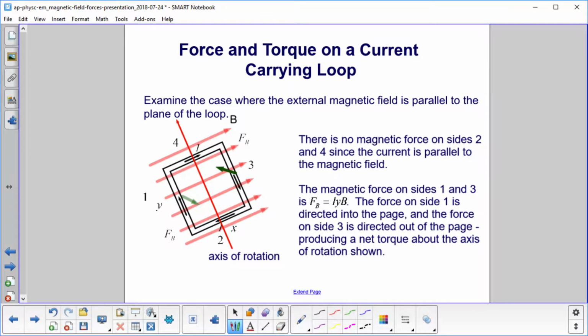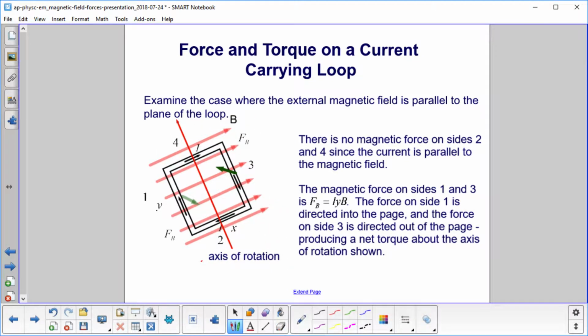Now let's take a case where the magnetic field is parallel to the plane of the loop. So we've got our magnetic field going this way. You can see B there. And first, let's do sides 2 and 4. Is there any force on those two pieces of the loop? Well, no, the current is either in the same or the opposite direction as the magnetic field, so there is zero magnetic force. So we can now erase that.